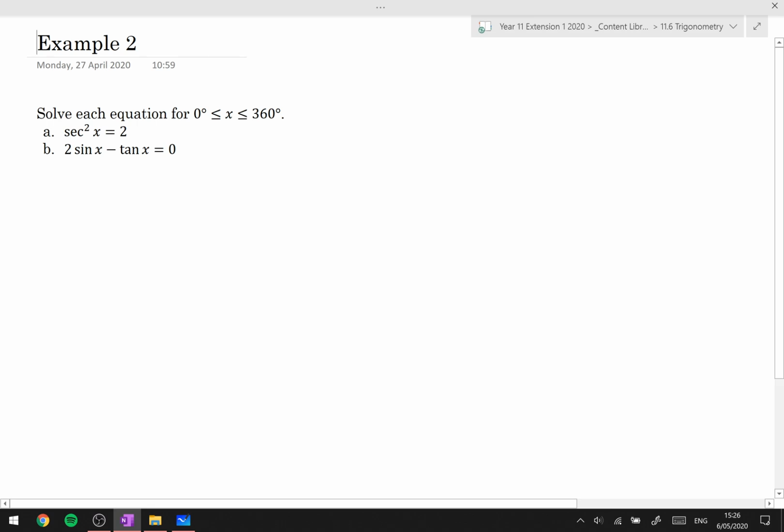Okay, so we're going to have a look at two more really quickly. Example number 2: solve each equation for x between 0 degrees and 360 degrees this time. So a little bit different in this regard, and we're going to start off with sec squared x is equal to 2. Okay, so this one is a bit harder.